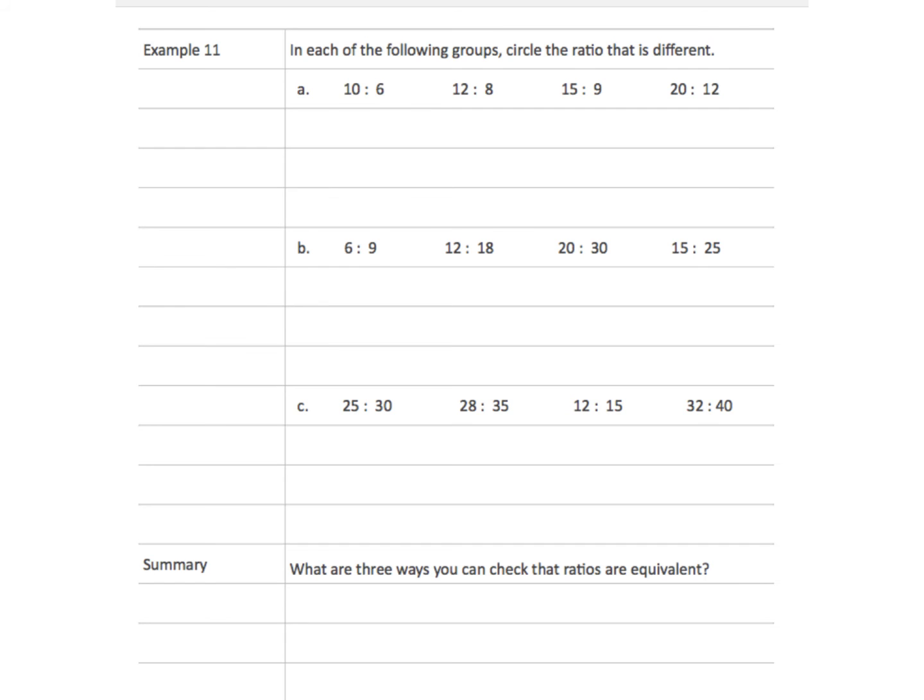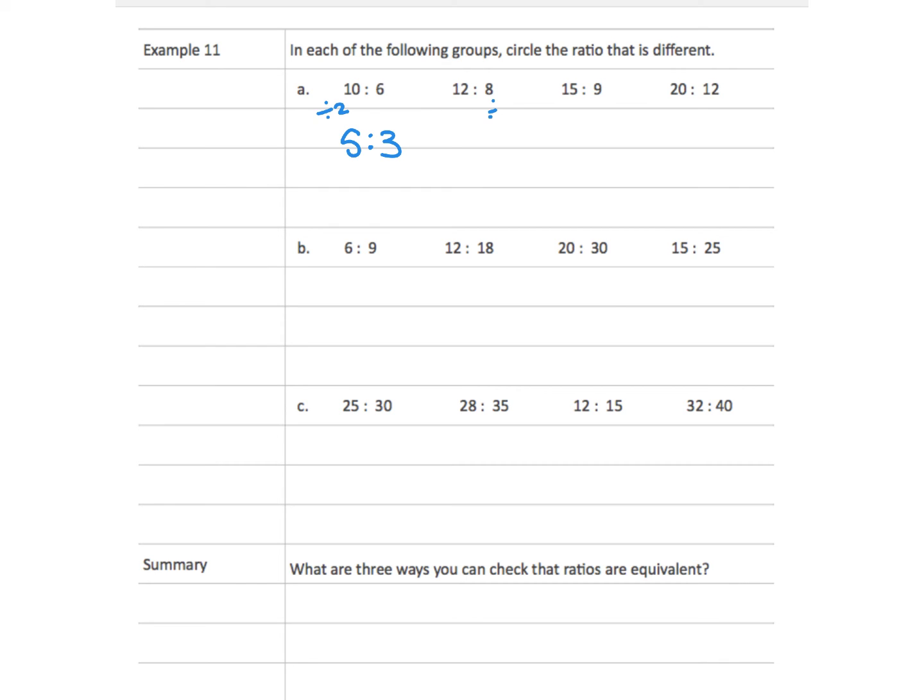Now we need to pick out which one is different. So 3 are the same, 1 is different. So the easiest thing to do, as far as I'm concerned, is simplify it down. So I'm going to divide by 2. That's going to give me 5 to 3.